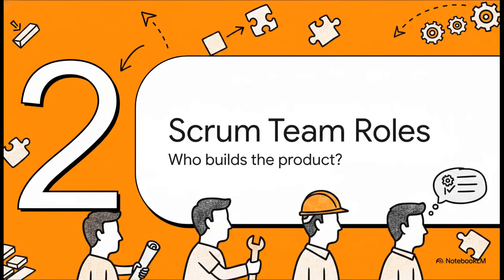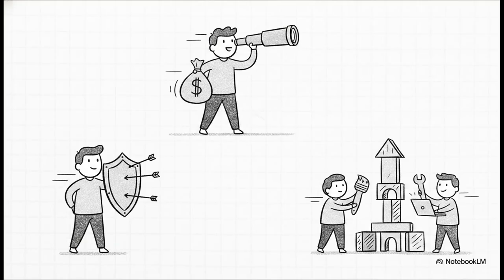Moving right along to Section 2, Scrum team roles. Who actually builds the product? Okay, so a Scrum team thrives on 3 very specific accountabilities, and they perfectly balance each other out. First up, we've got the product owner. They are the ultimate voice of the vision. Their whole job is maximizing business value. So, for example, they're the ones deciding that, hey, an easy student registration process is way more urgent right now than some advanced personalized recommendation algorithm.